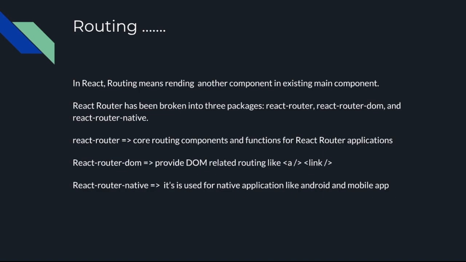React Router basically provides the core routing components and functions for a React application. React Router DOM provides DOM related routing. Suppose in an application we have a button or a link and we need routing on click of that link or button, then definitely we use React Router DOM. And React Router Native we use for mobile applications like Android and iOS, for hybrid applications.